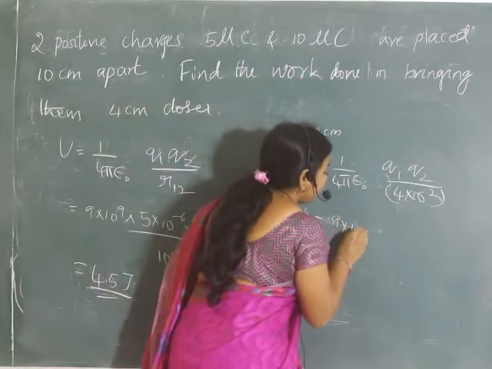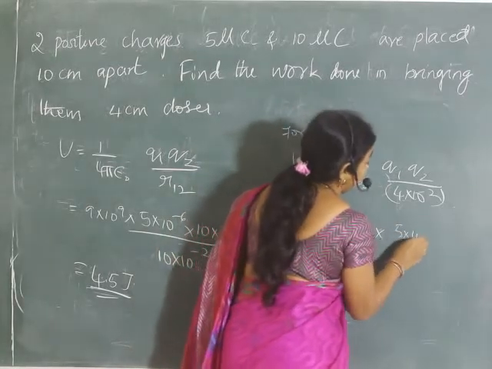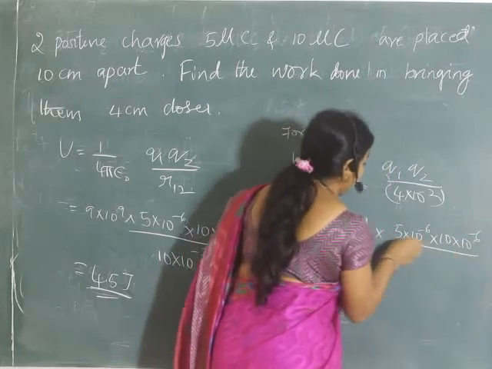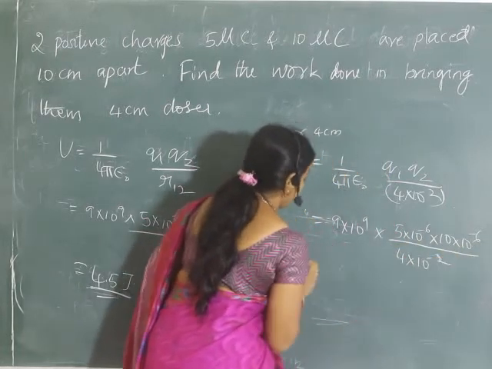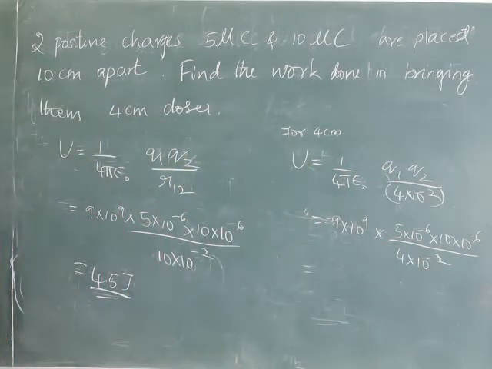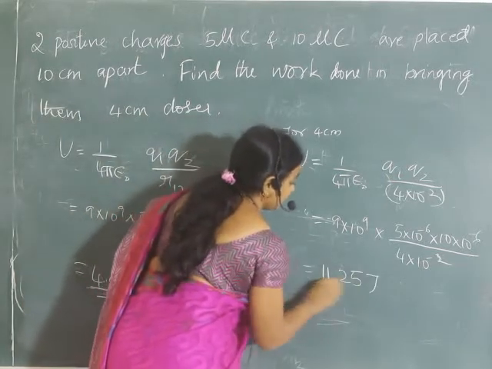9 into 10 to the power 9 into 5 into 10 to the power minus 6 into 10 into 10 to the power minus 6 divided by 4 into 10 to the power minus 2. What is the answer you get? I think we get the answer 11.25 joules.